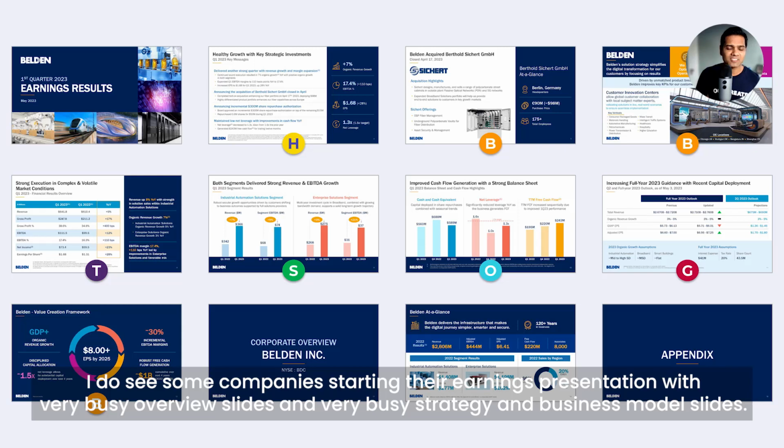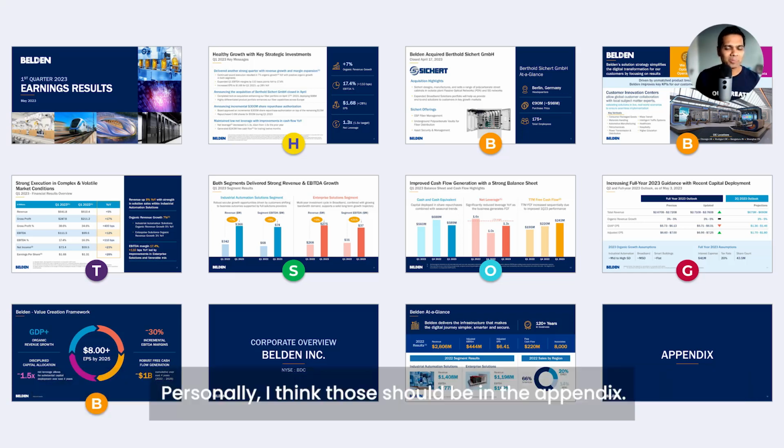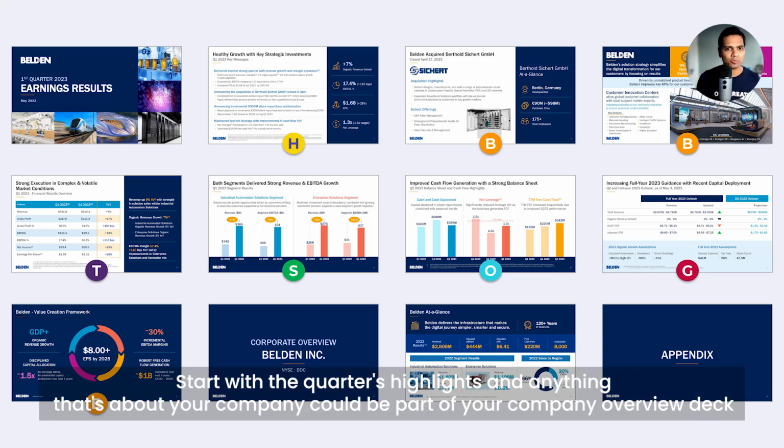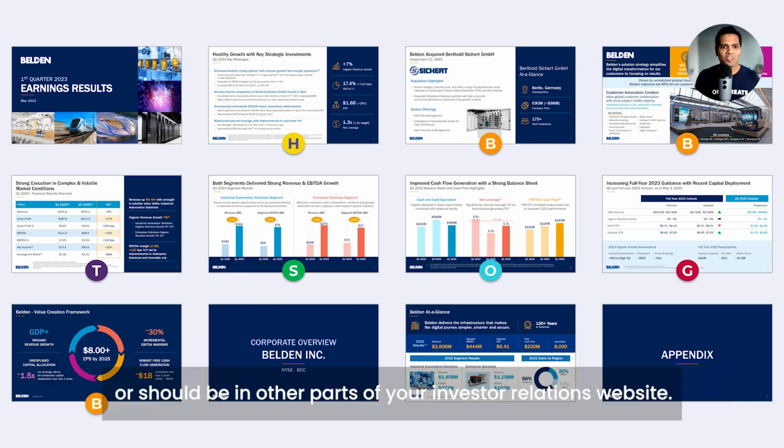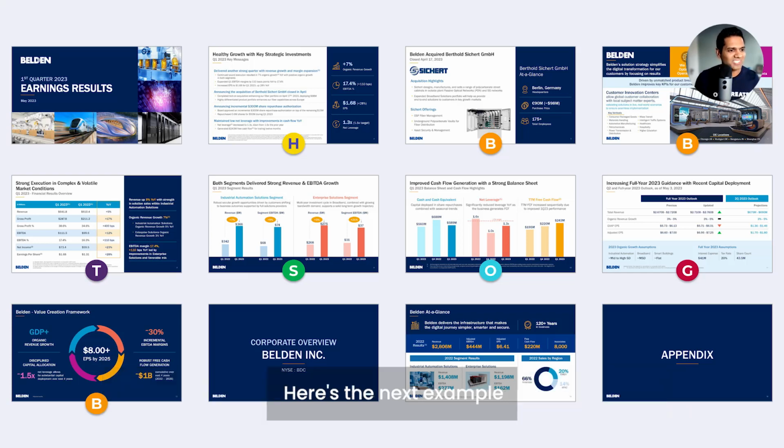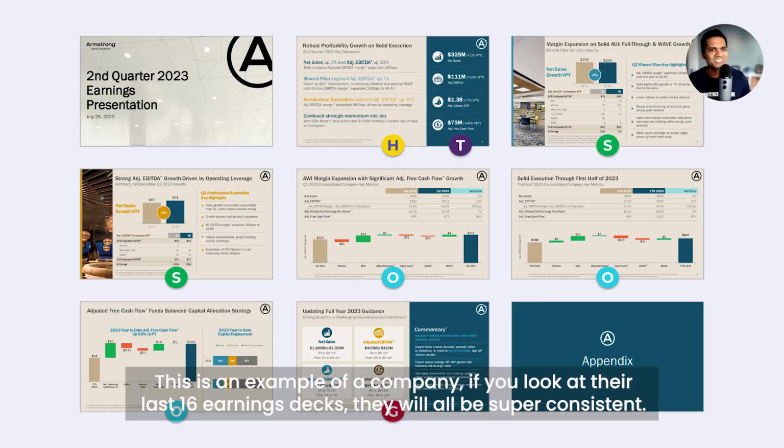I do see some companies starting their earnings presentation with very busy overview slides, very busy strategy, business model slides. Personally, I think those should be in the appendix. Start with the quarter's highlights. Anything that's about your company could be part of your company overview deck or should be in other parts of your investor relations website.